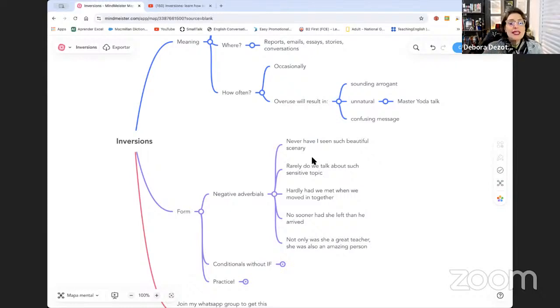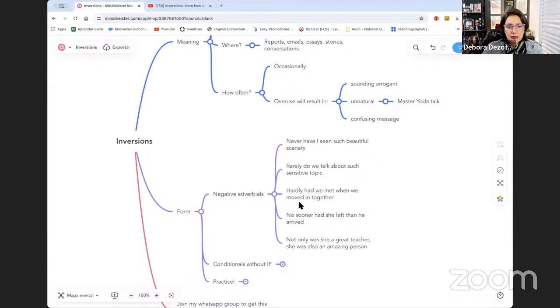So again, here we are adding emphasis. The negative adverbial in the first sentence is "never." The negative adverbial in the second sentence is "rarely." So you see, look what we inverted here. Here we inverted the present perfect: "I've never seen," "never have I seen." Here we inverted the simple present: "We talk about this topic very rarely," "rarely do we talk about this topic." So "rarely" is a negative adverb.